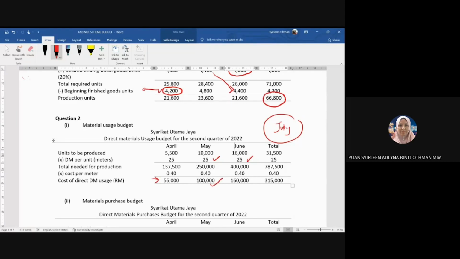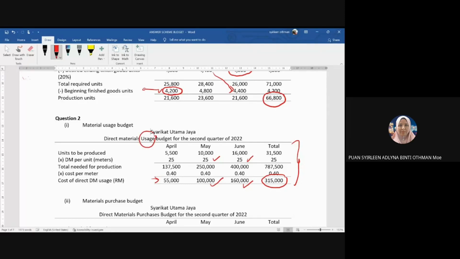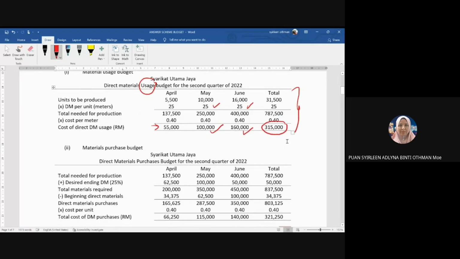55,000, 100,000, 160,000. So total overall is 315,000. Okay, so this is for usage. Dalam nota hari tu format tak ada tapi I dah masukkan dalam group WhatsApp kan. Okay, so you already have the usage here. So usage ni kita akan bawa turun ke bawah lah.